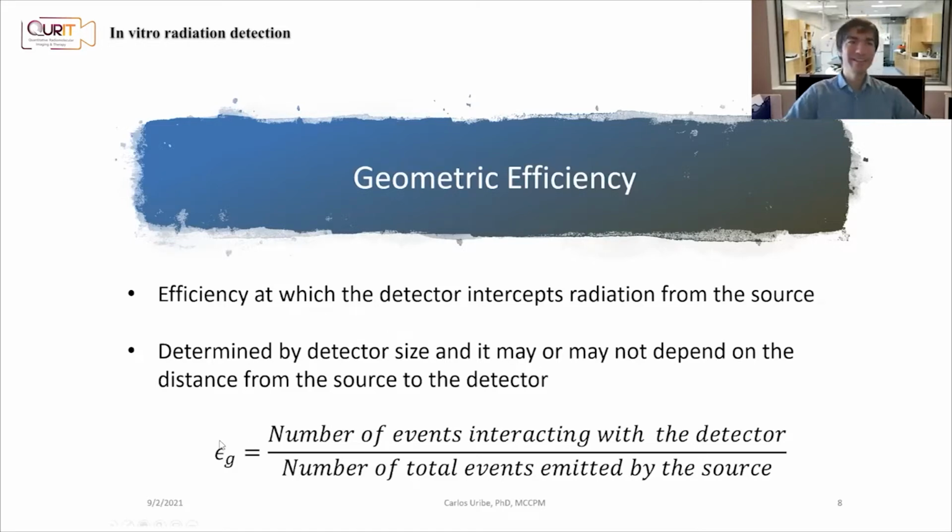So we define an equation. We'd like to put a formula on this. The geometric efficiency is the number of events interacting with the detector, but look at the denominator. It's a little bit different than what we had for the intrinsic efficiency. Now it is the number of total events emitted by the source. So now it's not only the events that reach the detector, we're now talking about every possible particle, every possible event coming out from the source. How many of those actually interact with the detector?